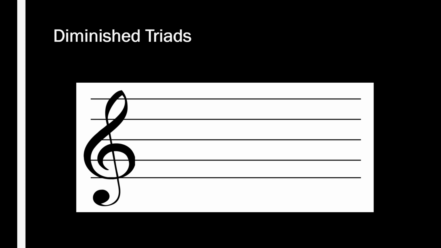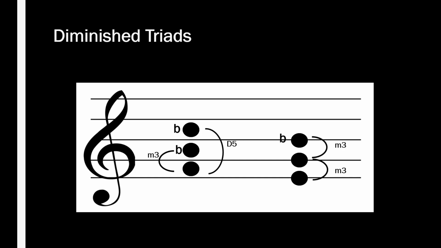Diminished triads are built by a minor third and a diminished or lowered fifth. Or you can think of it as stacking 2 minor thirds on top of each other. Diminished chords involve the lowering of the fifth of the chord versus augmented chords, which involve the raising of the fifth.